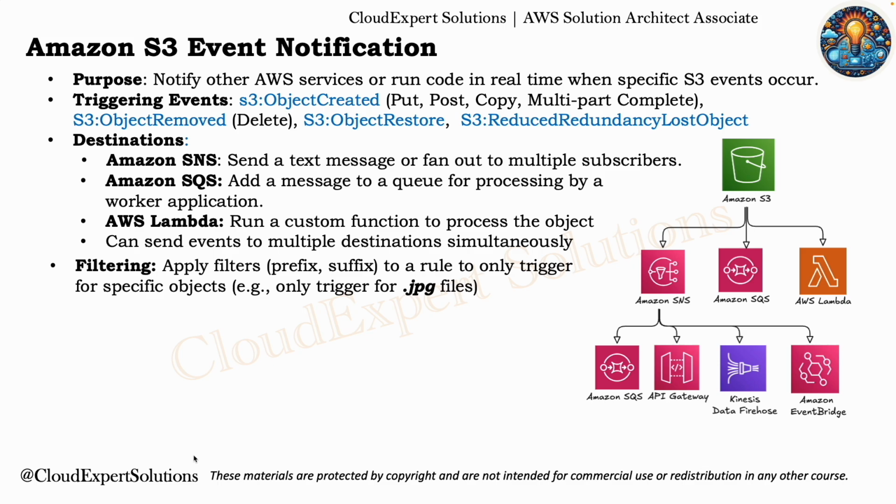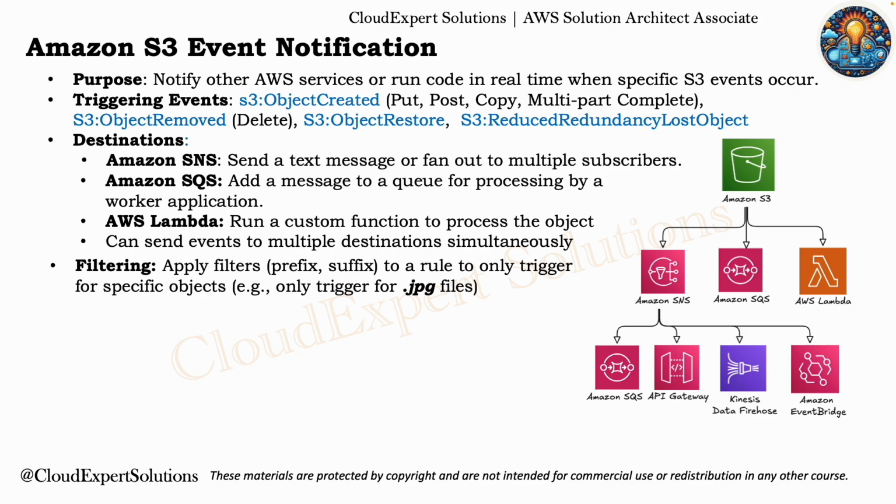You can also add filters to your rules to only trigger for specific file types, like only for .jpg files in a certain folder, or you can use it for any file types that have been uploaded or deleted from the S3 bucket.